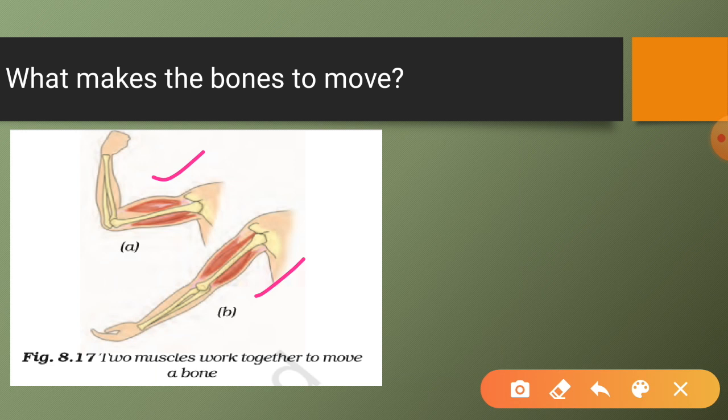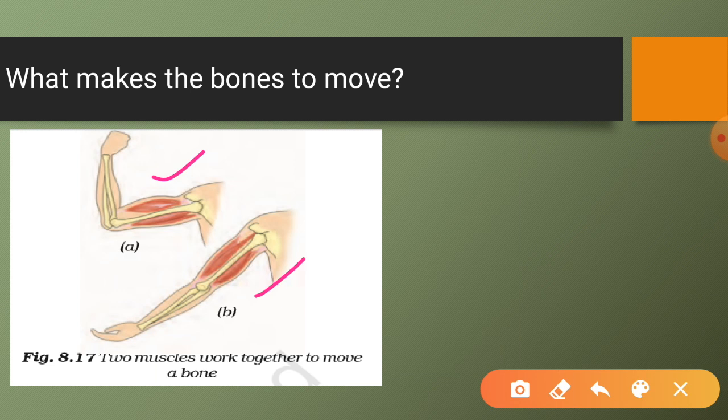When one of them contracts, the bone is pulled in that direction, and the other muscle relaxes at that time. To move the bone in the opposite direction, the relaxed muscle contracts to pull the bone toward the original position while the first relaxes. So in this manner, both the muscles work in pair to move the bones, and you are able to move your body parts. You can lift your notebook, pen, paper, and you can write. Now, one important thing you must know is a muscle can only pull, it cannot push. Thus, two muscles have to work together to move your bones.